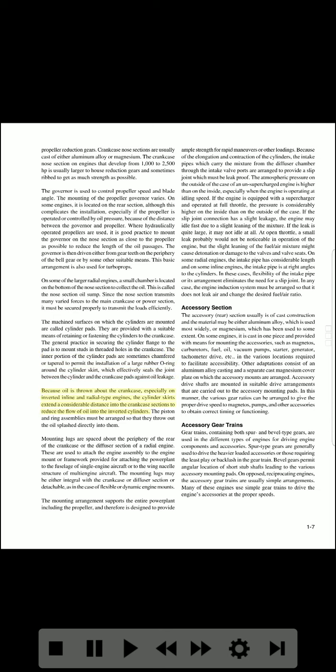Because oil is thrown about the crankcase, especially on inverted inline and radial type engines, the cylinder skirts extend a considerable distance into the crankcase sections to reduce the flow of oil into the inverted cylinders. The piston and ring assemblies must be arranged so that they throw out the oil splashed directly into them. Mounting lugs are spaced about the periphery of the rear of the crankcase or the diffuser section of a radial engine. These are used to attach the engine assembly to the engine mount or framework provided for attaching the powerplant to the fuselage of single-engine aircraft, or to the wing nacelle structure of multi-engine aircraft. The mounting lugs may be either integral with the crankcase or diffuser section or detachable.